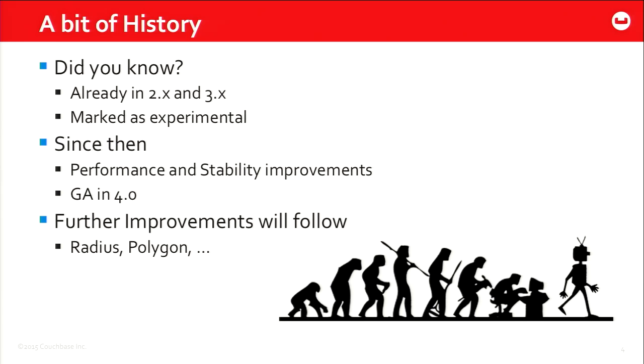Even then, some further improvements will follow, something like radius queries, something like directly indexing on polygons. Currently polygons are indexed as regions, here as boxes more or less, and you can then post-process them, and the same for radius queries. You can perform bounding box queries already, and then you can find something which is within the radius within your box. But this will be added later.